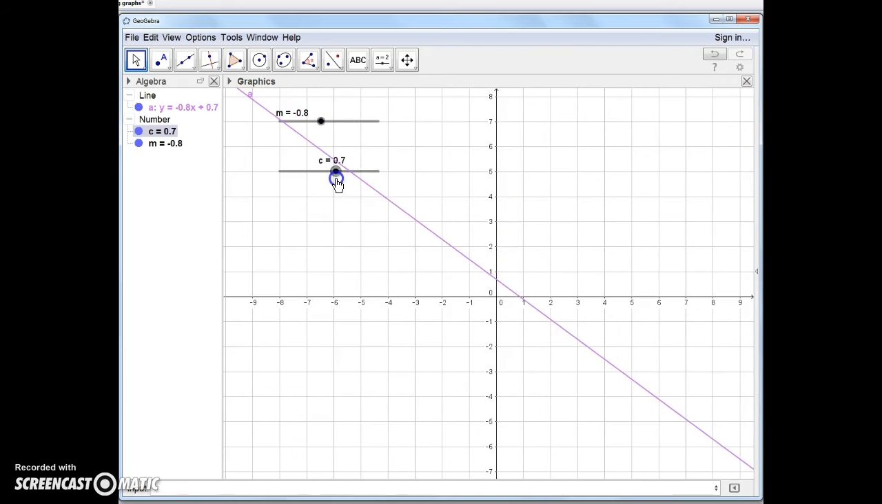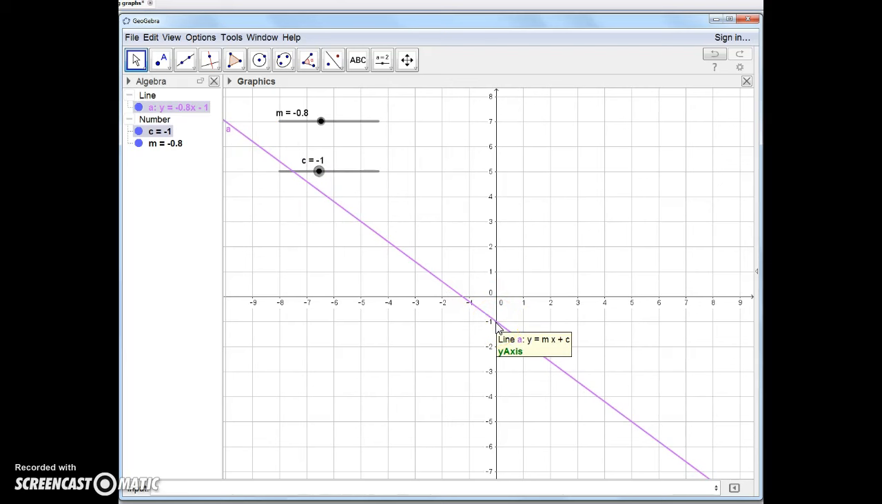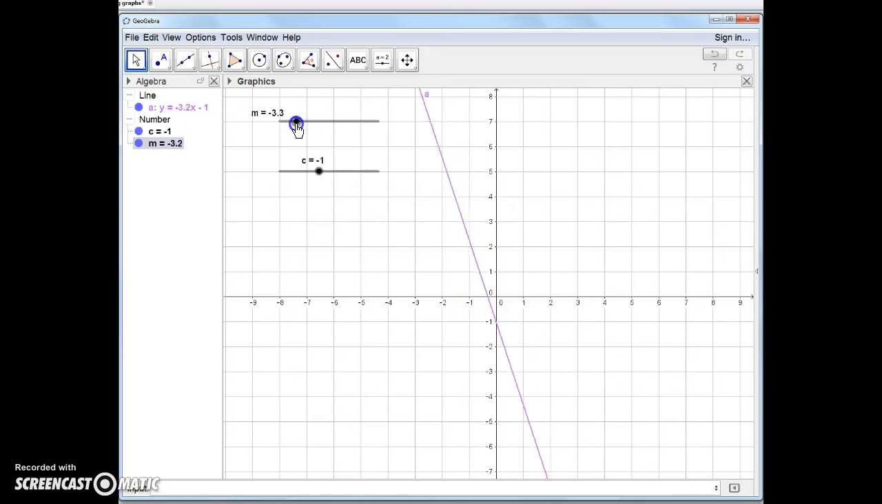If I go down to -1, this line cuts the y-axis at -1. So in our equation, whatever number's on the end, the number by itself will tell you where the graph cuts the y-axis. The steepness, the gradient, will tell you how steep the graph is, whether it's positive, whether it's a negative gradient, which slopes back the other way.